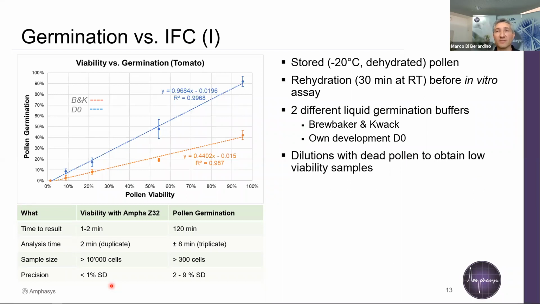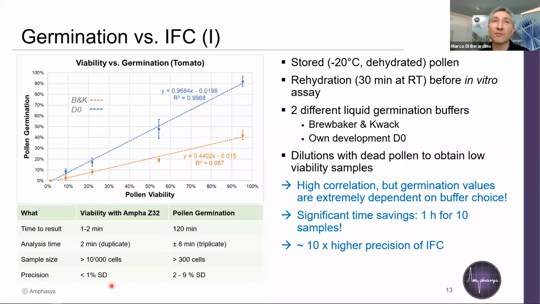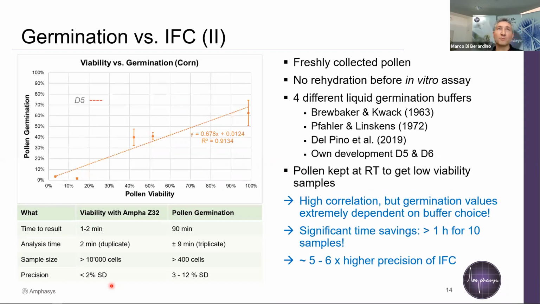For a set of 10 analyses, you need more or less 1 hour more if you are doing pollen germination. And of course, the precision is also by a factor of 10 smaller if you are using germination instead of viability by IFC. We repeat these experiments with corn pollen just to check whether this was also a problem.